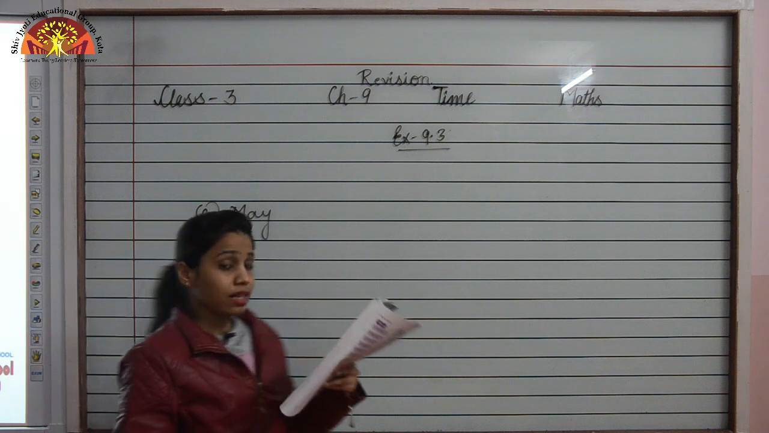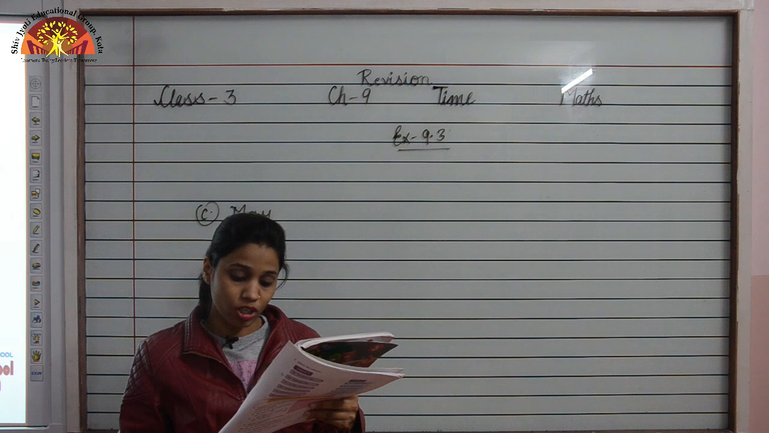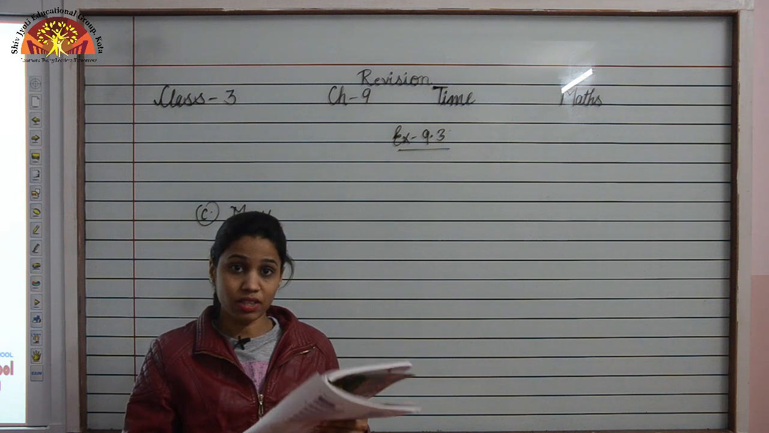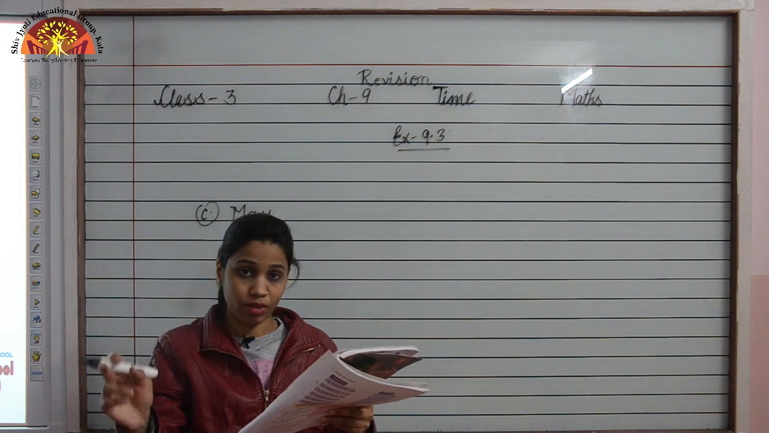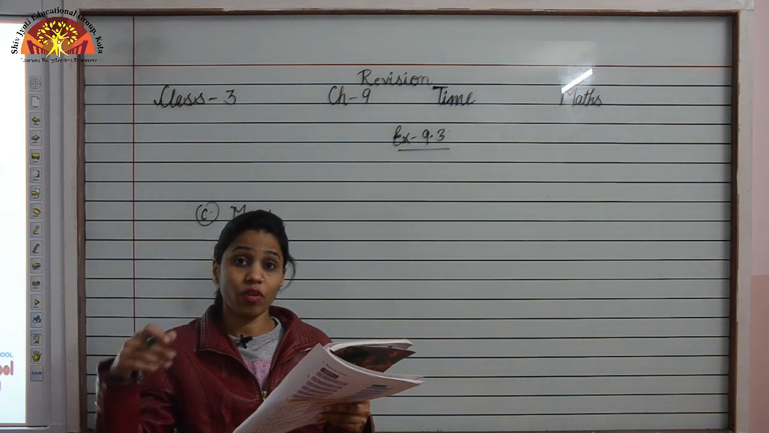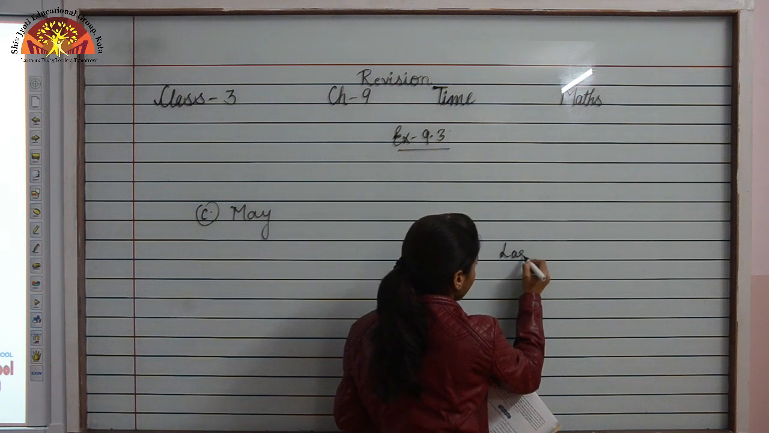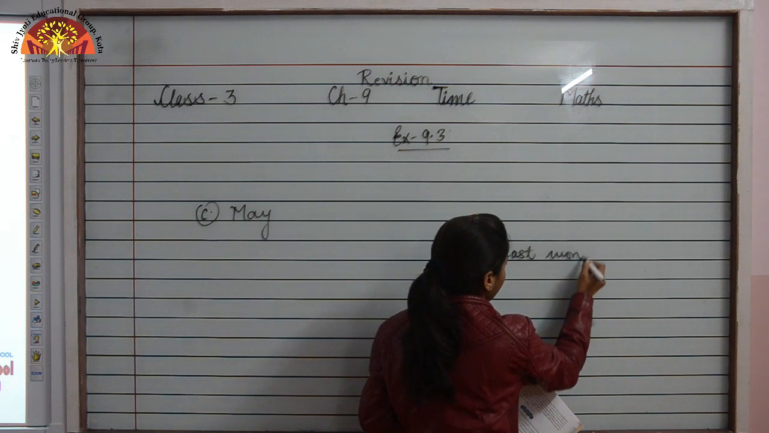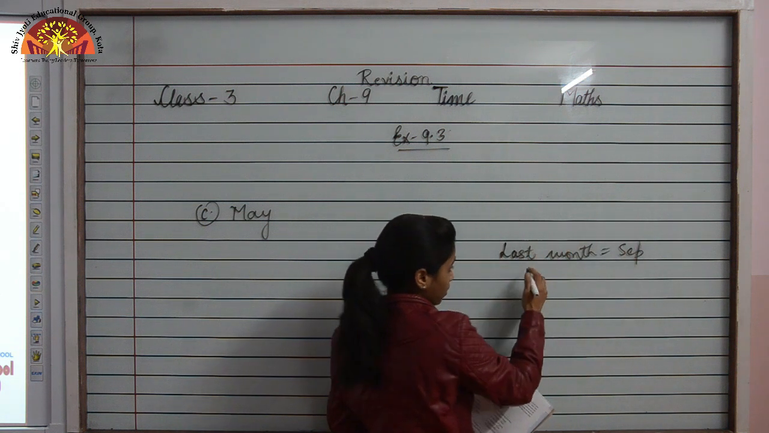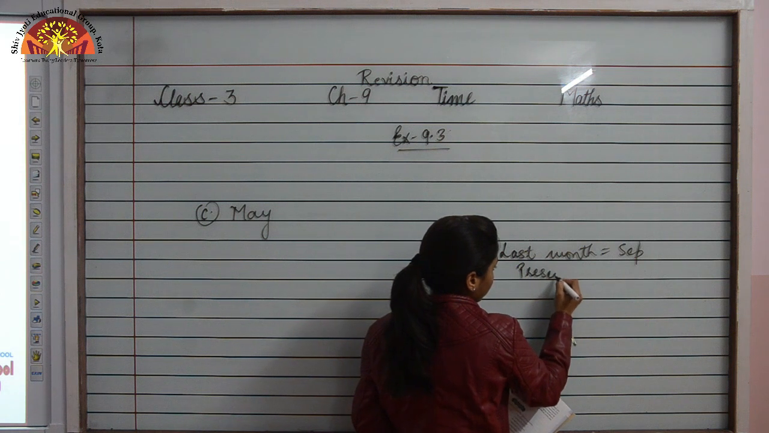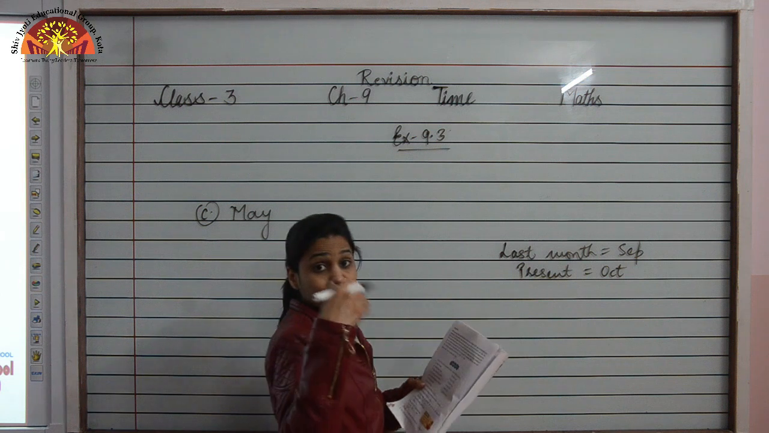Now let us see D part. If the last month was September, what will be the next month? Means if the last month, the month which is already gone, was September, then what will be the next month? That means the month at present is October. Hence, what will be the next month?